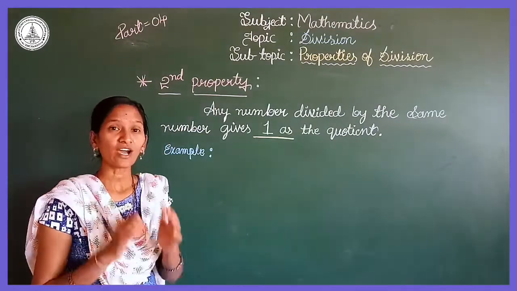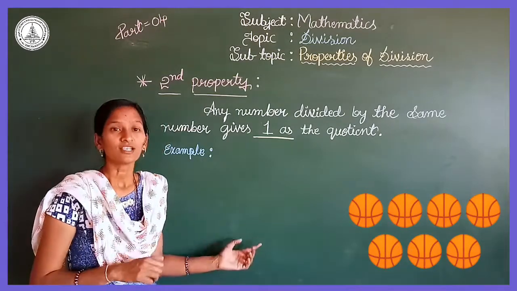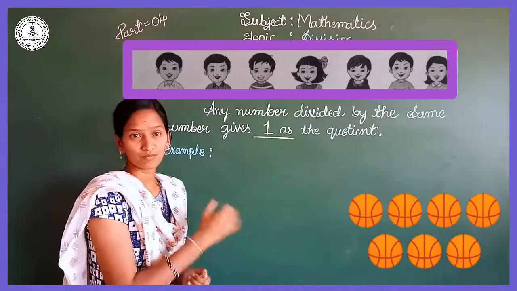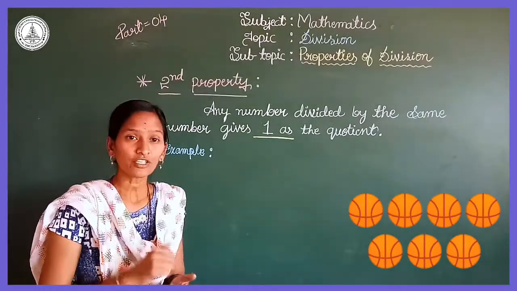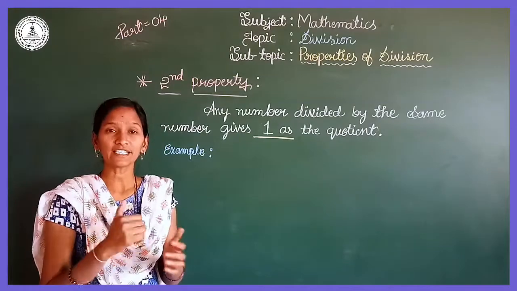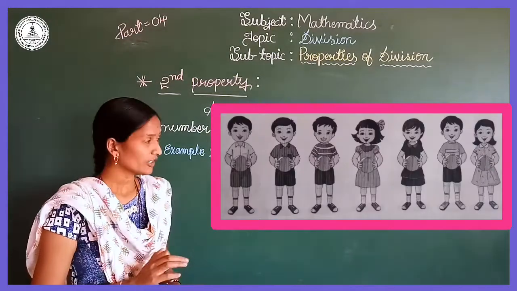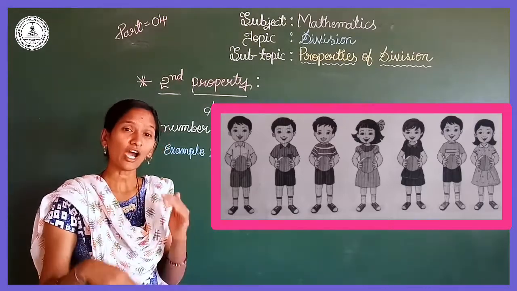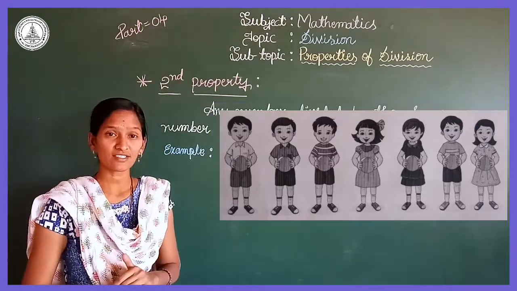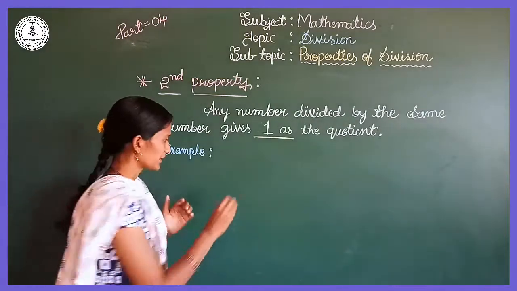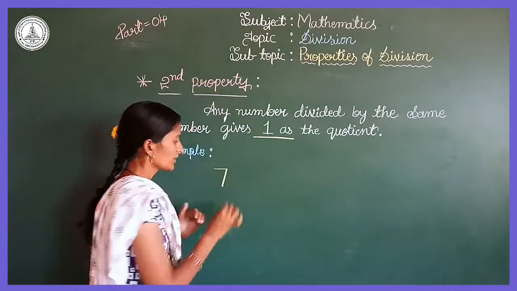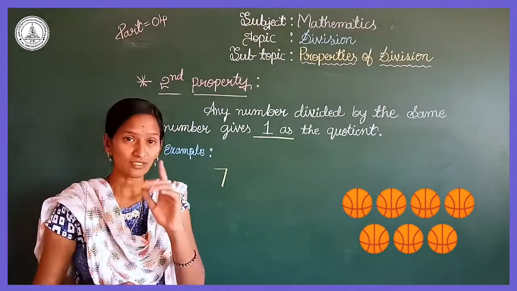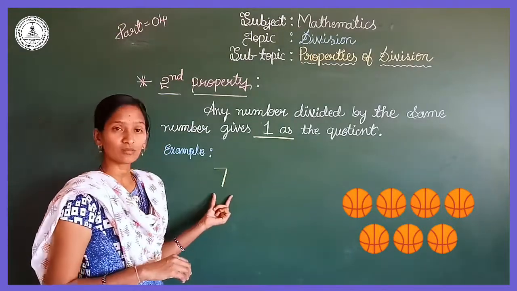So now I have again 7 balls. Right? Now I will distribute all these balls to 7 children. So here, after distribution, how many balls did they get each? So here, each child got 1 ball, right? So now tell me, how can you write this in a division sentence? Yes. So first I am writing 7 here, right? So this 7 is the number of balls. Already you know, I have 7 balls, right? So this is the total number of balls.